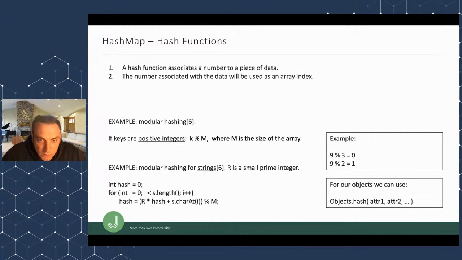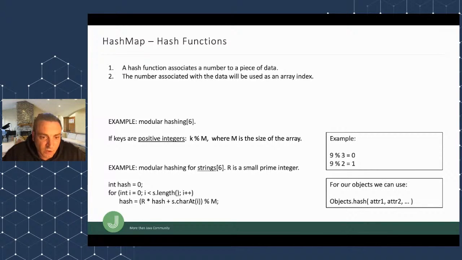You should already be familiar with it, but you can see that if the size of the array is m, the result of the remainder operation is going to be between 0 and m minus 1. These are all legal indexes for an array of size m, and these are all the possible indexes of the array.